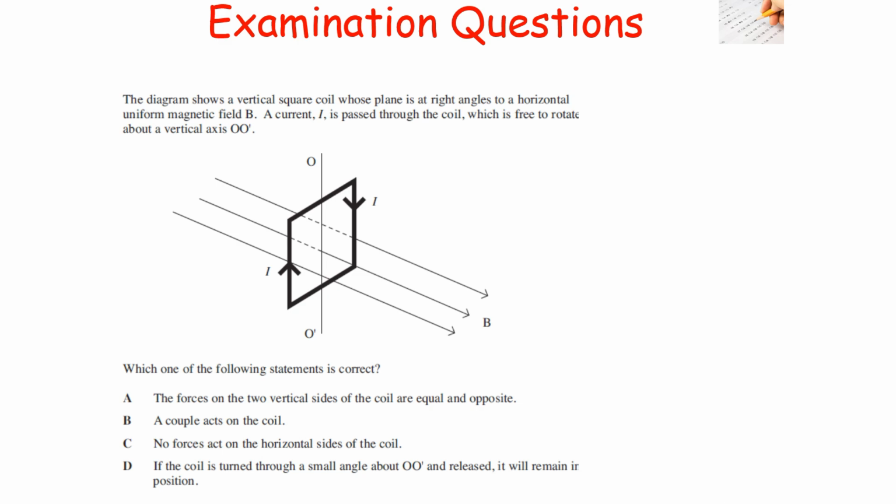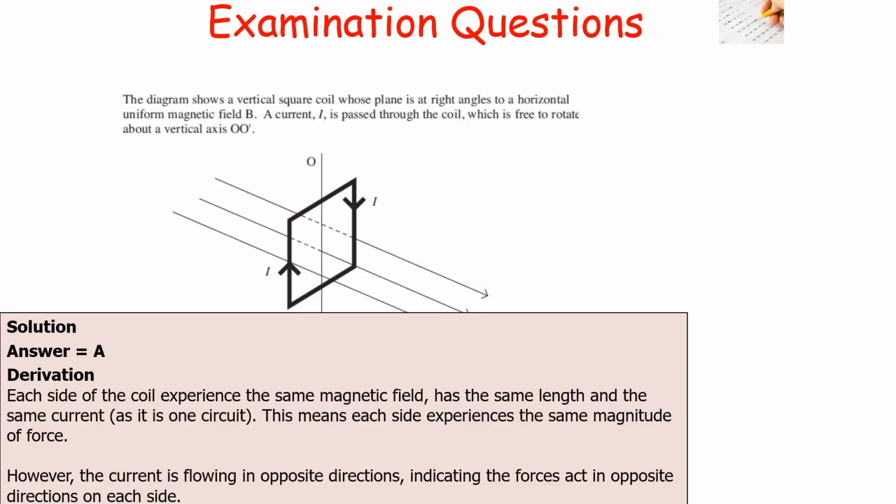Right, our answer here is A, because each side of the coil will experience the same magnetic field strength, has the same length, and has the same current as it's in one series circuit, which means each side will experience the same magnitude of force, because F equals BIL, and B, I, and L are the same values for each side of the square. However, the current in the opposite sides of the square are flowing in opposite directions, so therefore the force must be acting in opposite directions on each side, giving our answer A.